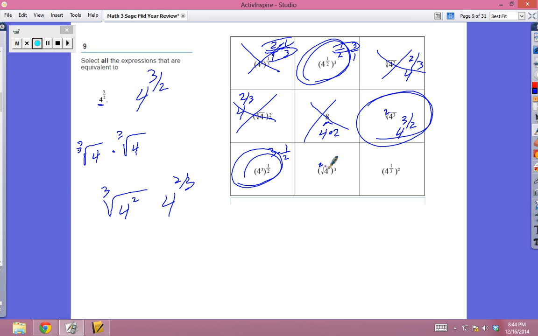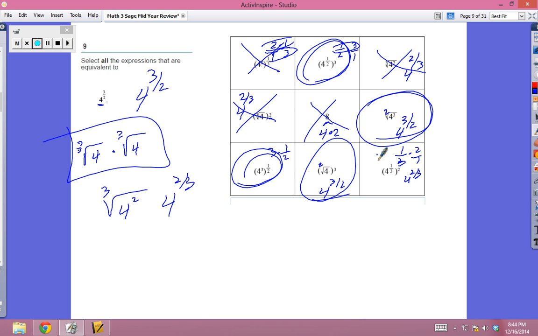The index is 2. It doesn't really matter if the exponent's on the outside or the inside, because that's going to be the same. So that's 4 to the 3 halves. That one's good. And then times 1/3 by 2, that's going to be 4 to the 2/3. So that one is no good.